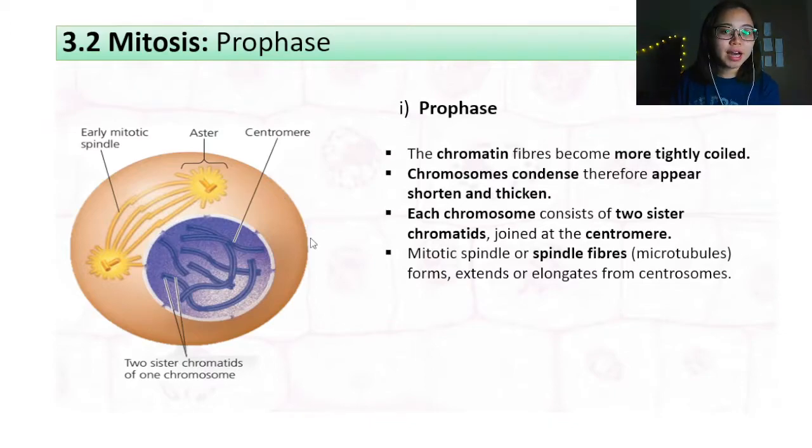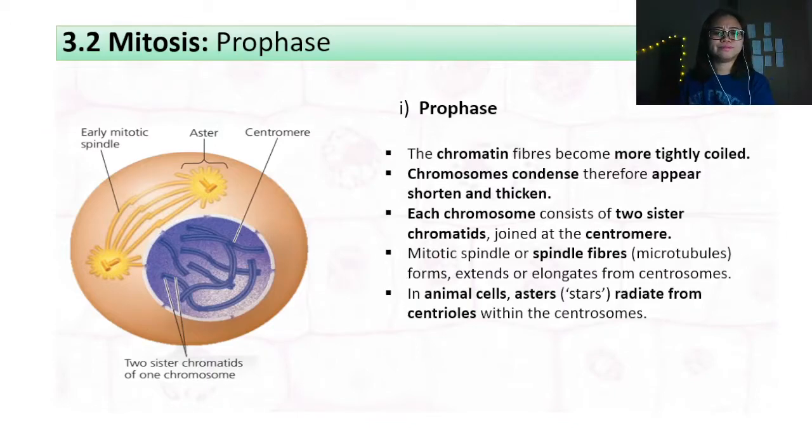Oke, apa yang elongate atau memanjang daripada centrosome? It is the mitotic spindle, ataupun spindle fiber, ataupun microtubules. Inilah gentian gelendung yang memanjang, yang terbentuk dan memanjang.